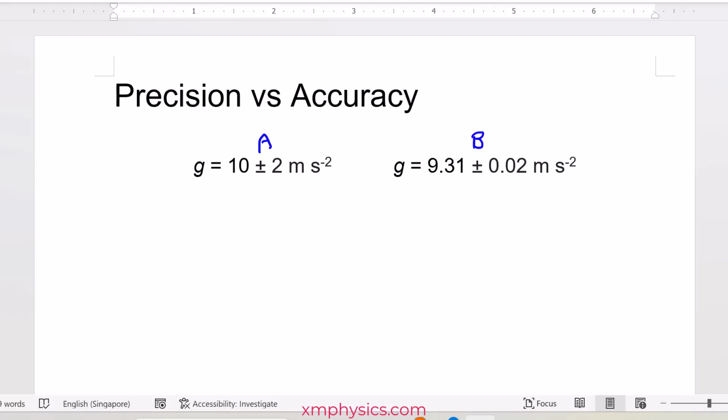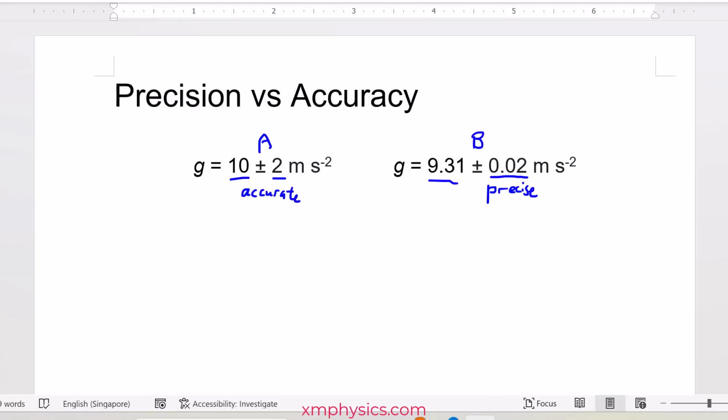If you're talking about precise, then B's measurement is more precise. That's because he has an uncertainty of only 0.02, which is much smaller than student A's uncertainty of 2 meters per second squared. So B is a more precise measurement. As for accuracy, student A's measurement is more accurate because his value of 10 is closer to the true value of 9.81 meters per second squared compared to 9.31.